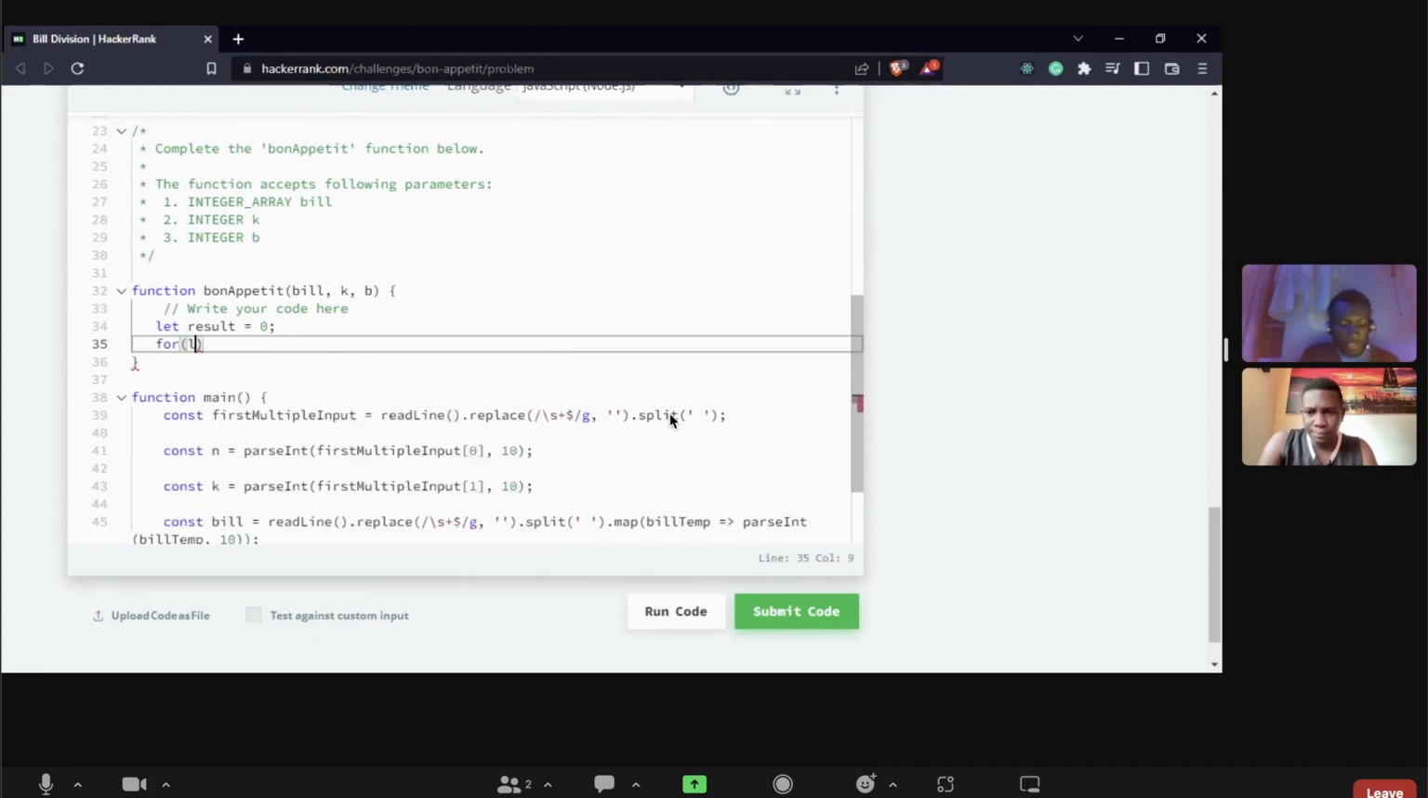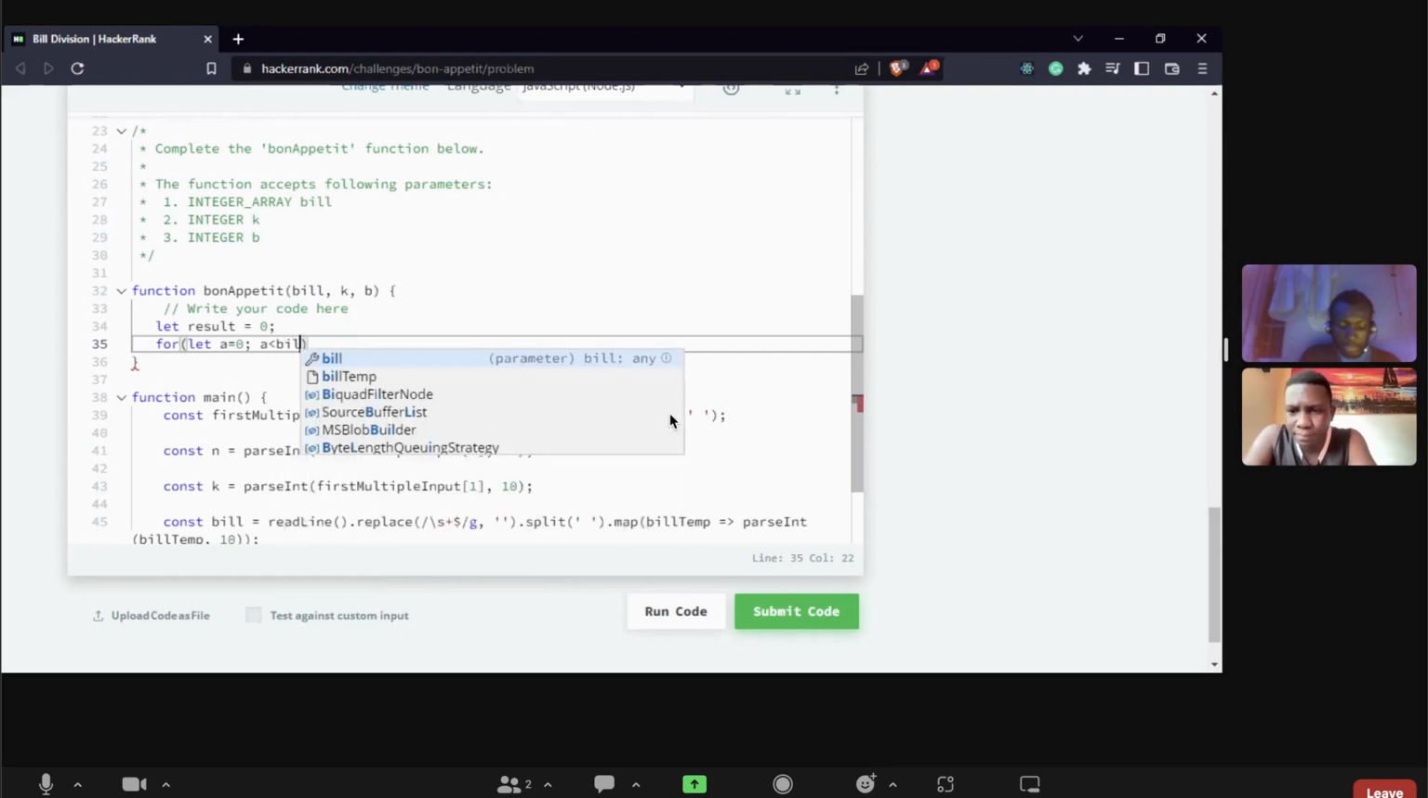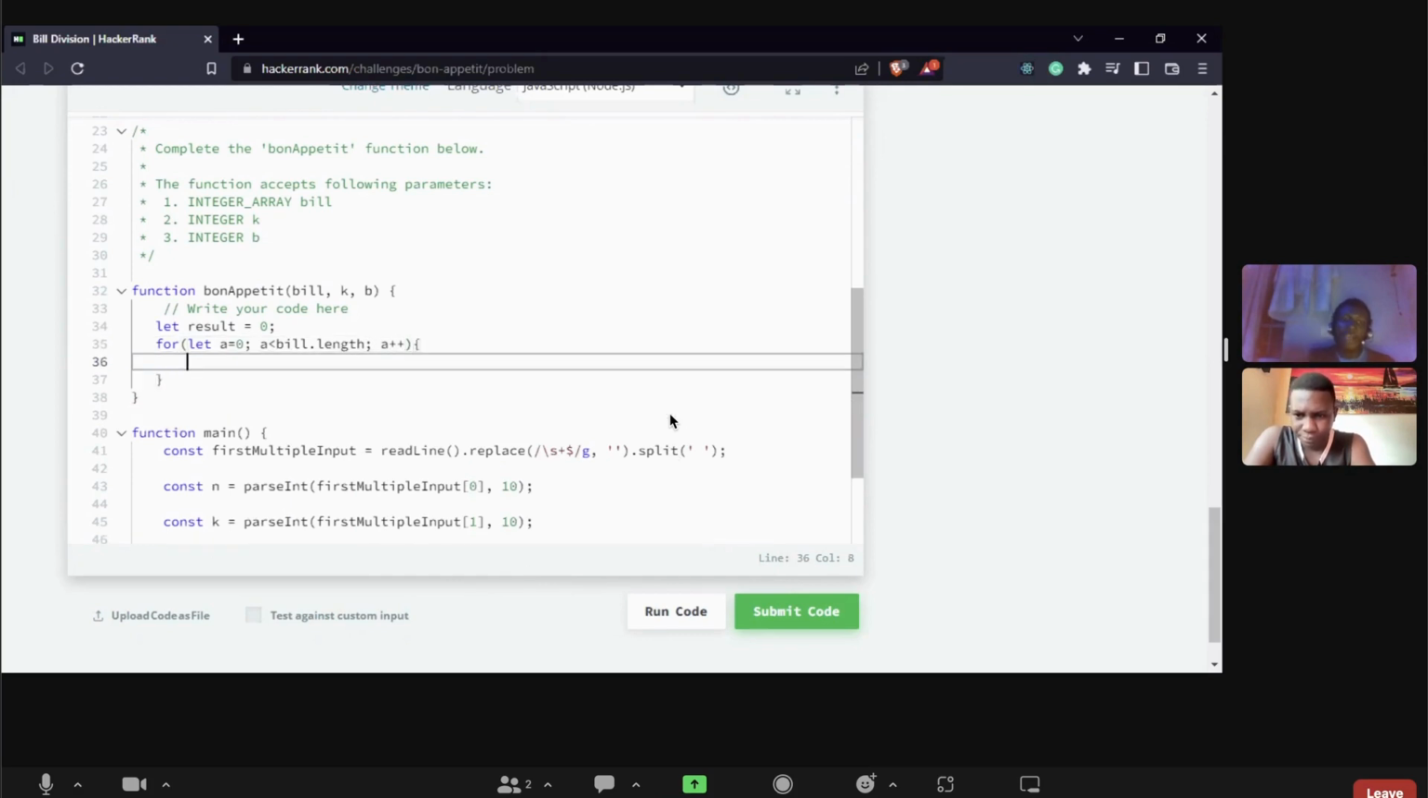We can say for loop. Let's say A equals 0. Okay, so A less than bill. So you have to get the length. Okay. The length. And then we have to have a counter. So it's a loop. When it finishes with the first one, it moves to the next one till the end. And so that's what the A++ does. So we have got that. So we are looping through our array.